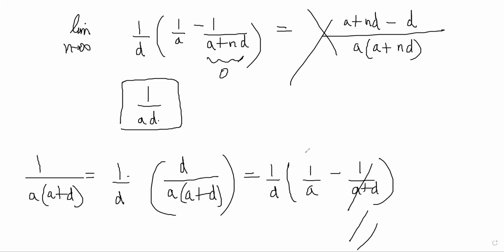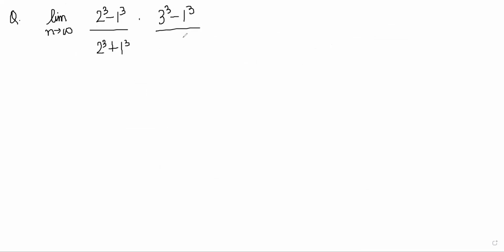Then the next one is this limit question. The question is limit n tends to infinity of 2 cube minus 1 cube by 2 cube plus 1 cube into 3 cube minus 1 cube by 3 cube plus 1 cube multiplied like this till n cube minus 1 by n cube plus 1. You have to find the value of this limit.